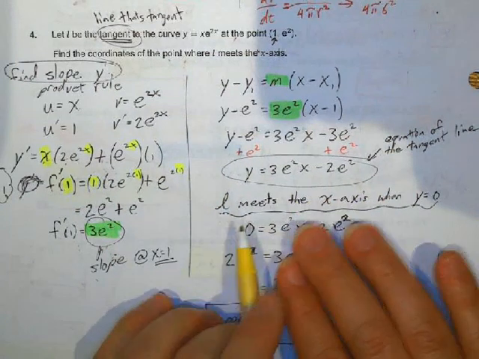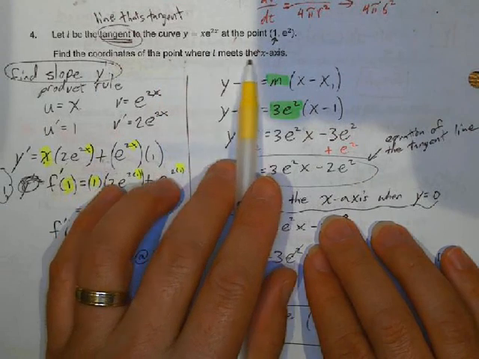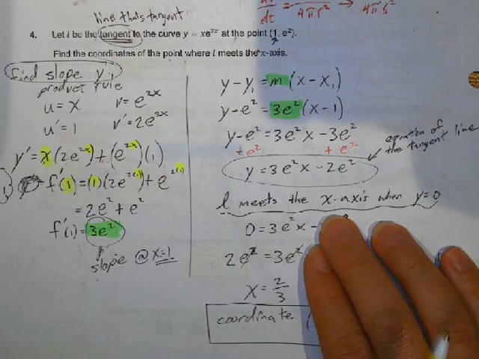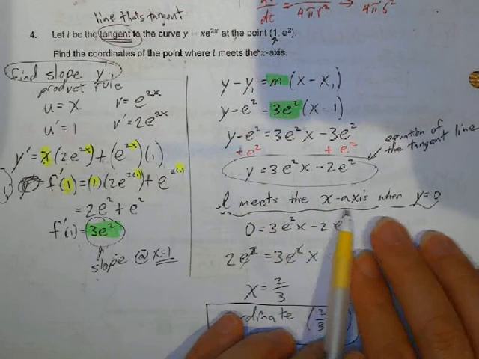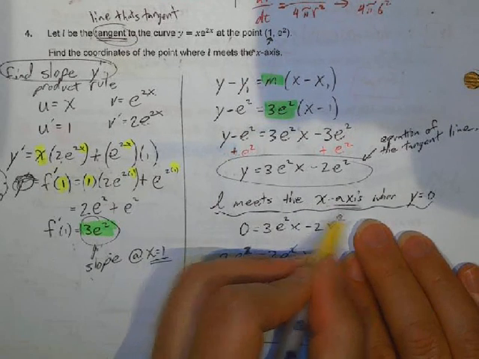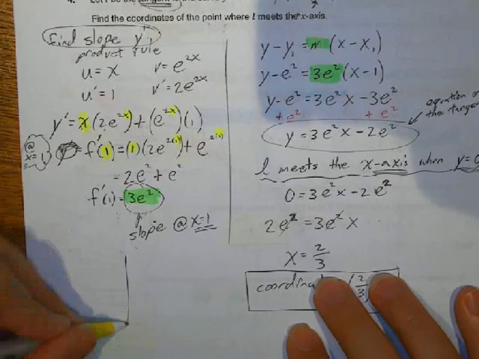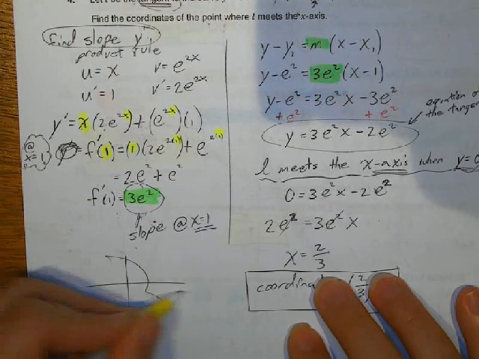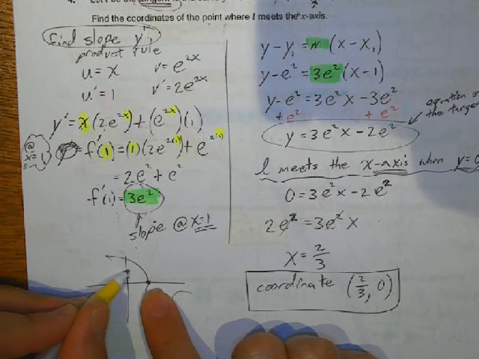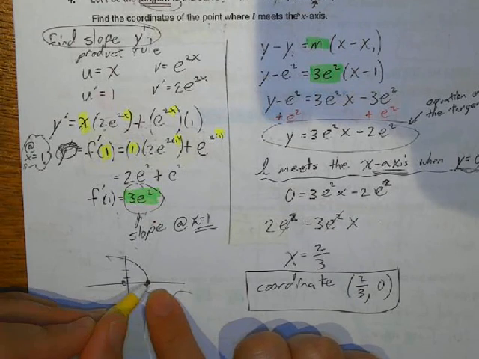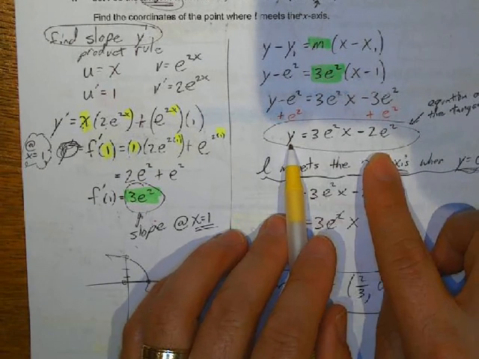So we want to find the coordinates of the point where L meets the x-axis. Okay, so here's my equation of the tangent line, and we want to find out when the equation meets the x-axis. So when an equation meets the x-axis, that means y is going to be 0. Because if I've got any old equation, when I've met the x-axis, we know that the y value is going to be 0. Okay? So I've got this equation of the tangent line, and I'm going to make y equal to 0.